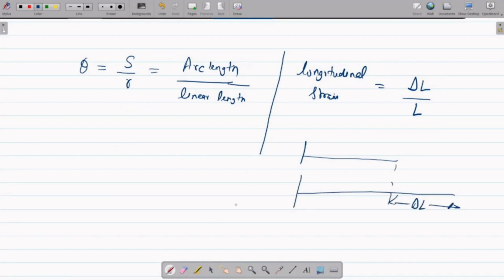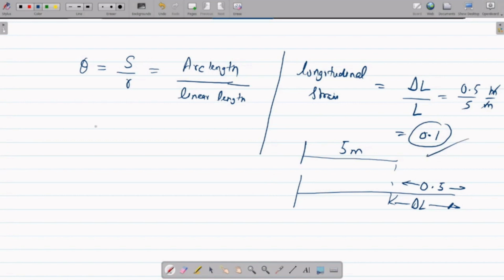Now suppose it is 5 meter, and this change comes out to be 0.5 meter. And if I put this value here, then this value comes out to be 0.1. And of course, meter is cancelled out here. That will give you a numerical value, right? Is there any unit associated with this longitudinal strain? Of course not. It is a completely numerical quantity.